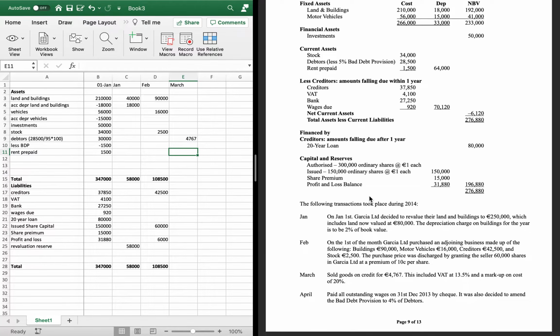So the first thing we do, this is a little working, we take that 4,767, and 4,767 is equal to 113.5%. This 100% being the VAT exclusive amount, the selling price, and the 13.5% being the VAT. So the two together are 113.5. So we're going to divide it by 113.5 and multiply by 100.